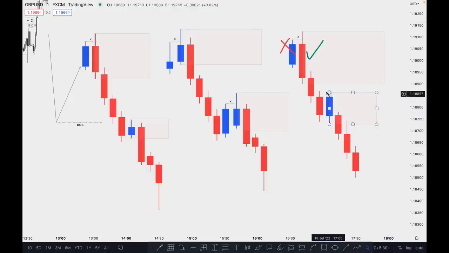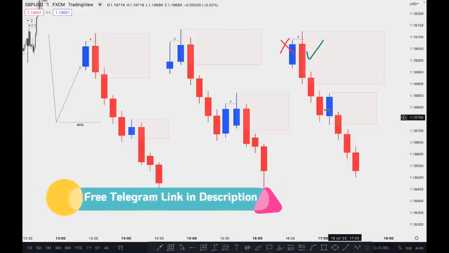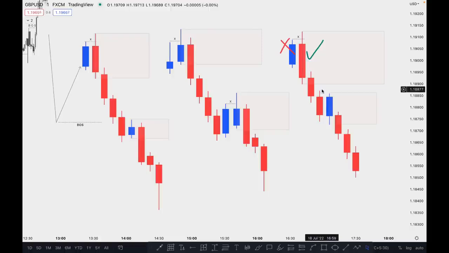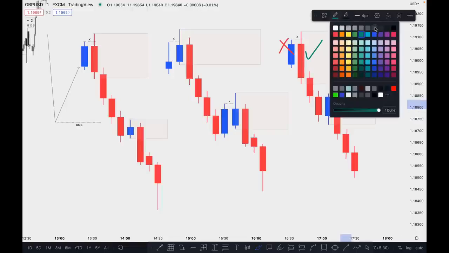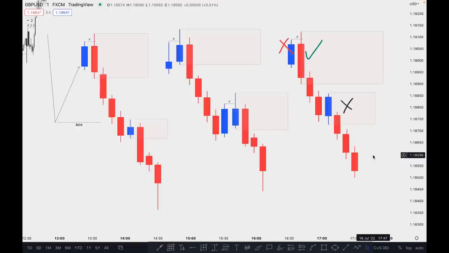Absolutely not. Why? Because it did not take any liquidity from the previous high, and second thing, there is no imbalance, correct? That's why this is an invalid order block. If imbalance is available here, then this is also invalid. Why? Because it did not take any previous candle's high, right? So this one is not a valid order block right here, correct? Okay, so these are scenarios in a bearish market, and the same thing applies in a bullish market.